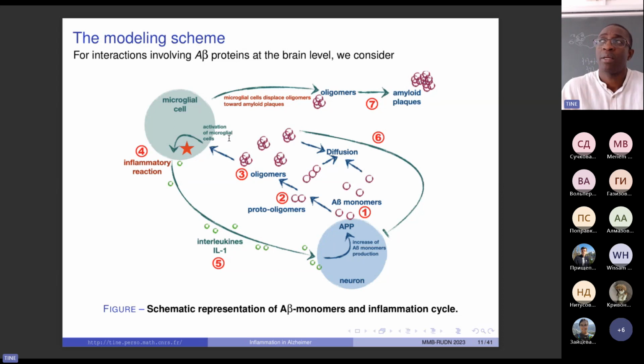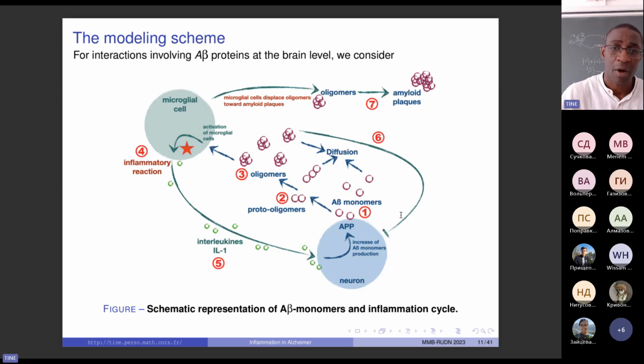When microglia cells are activated, they also activate what we call the interleukins, so we have an inflammatory reaction. The role of the interleukins is to boost the neurons, which are aggressive, to produce A beta, like APP. So this is the schematic representation of the A beta monomers and inflammation cycle.